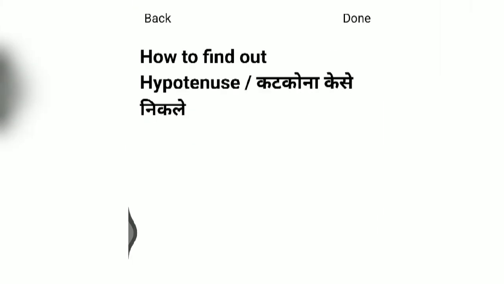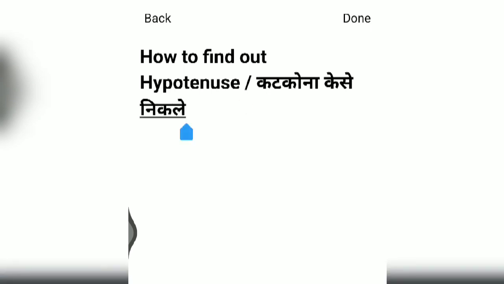So today we are going to know how to find out hypotenuse. काटकोना कैसे निकालें. So first example.